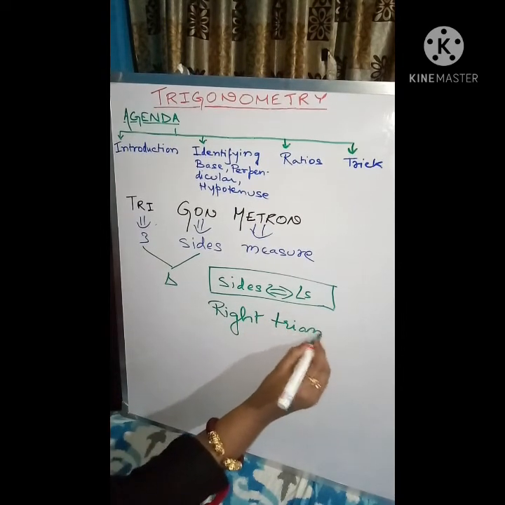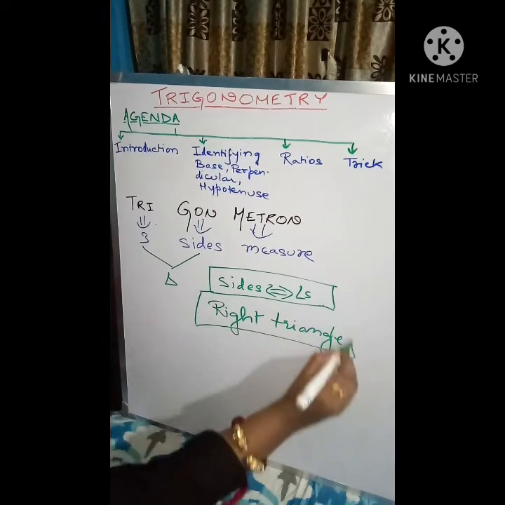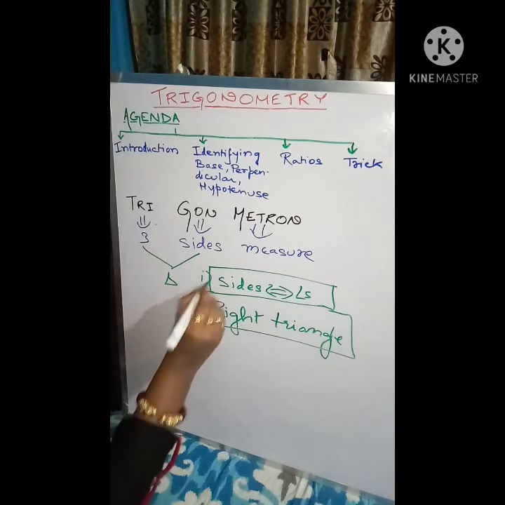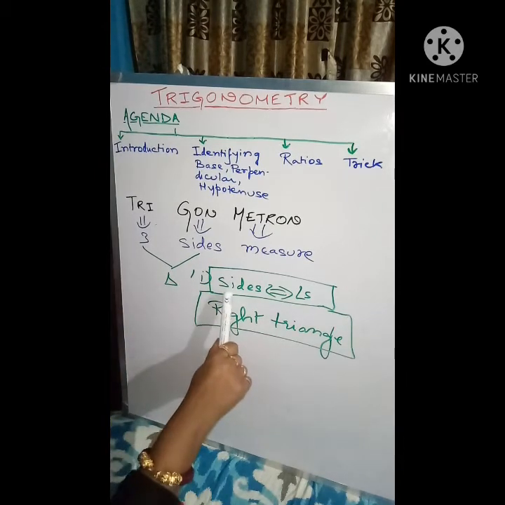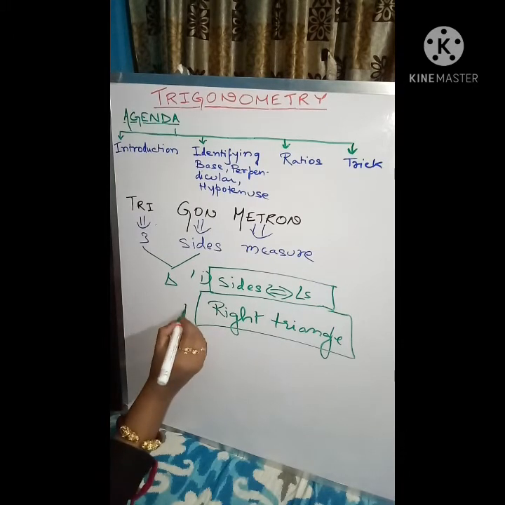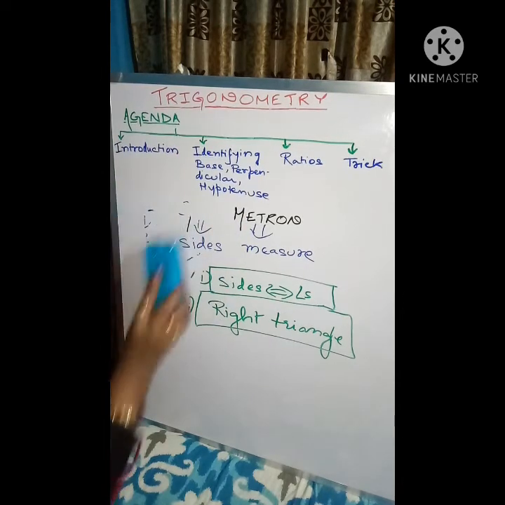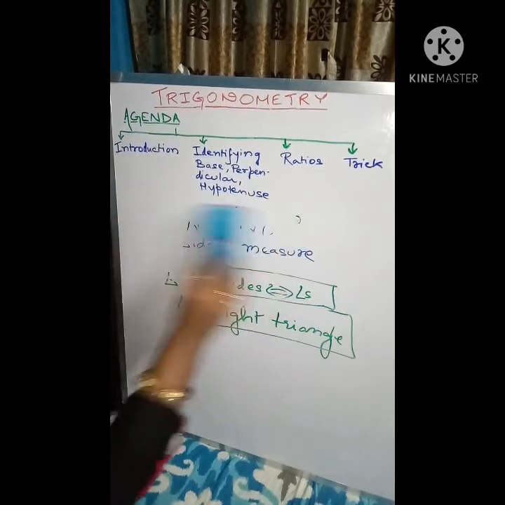Right angled triangle. So, from the introduction part, what have we learned? Number one, trigonometry is a relationship between the sides and angles of a triangle. Number two, it deals only with right angled triangle. I hope it's clear. It's easy, right? Now, we'll move on to our second agenda.